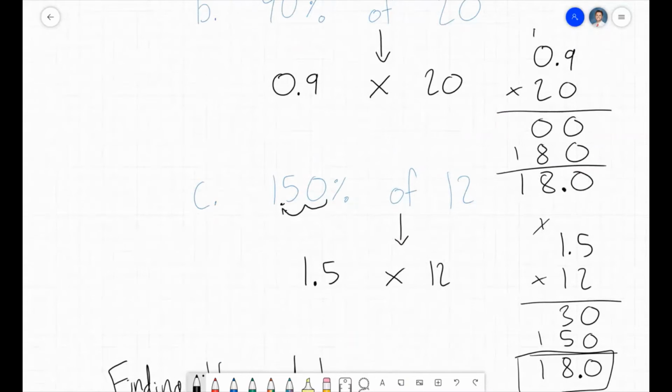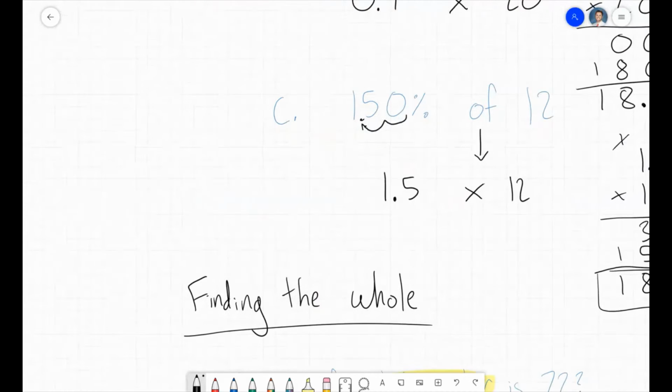Right? So an example of that might be to say you had $12 and it grew by 150%. So that money grew into more than what you started with, and 150% of 12 would be $18. That would be your new amount.